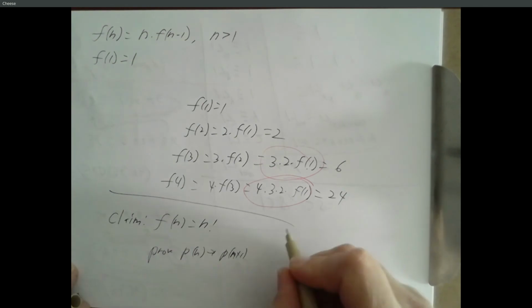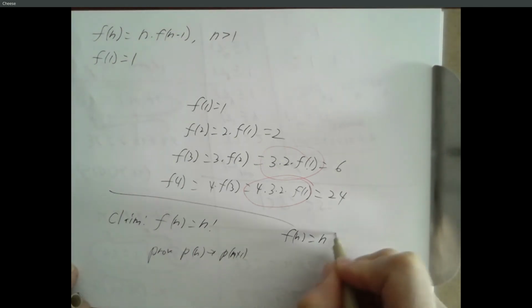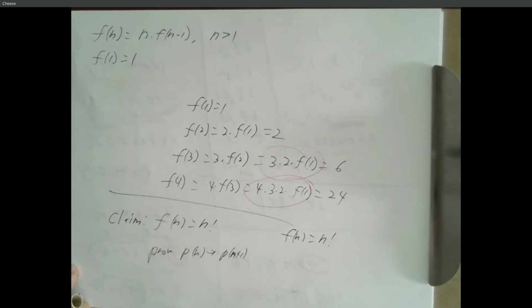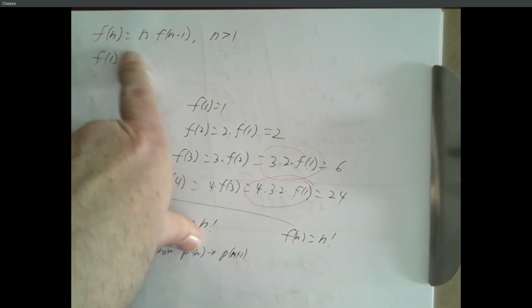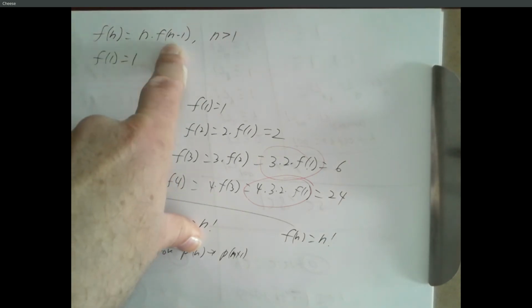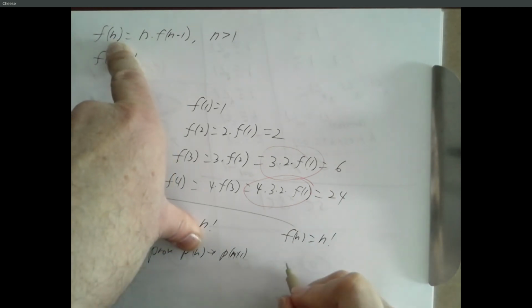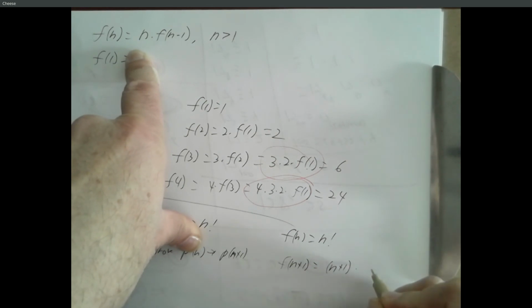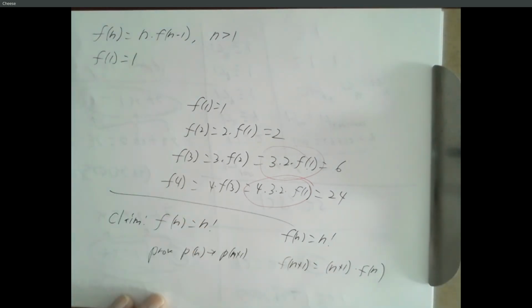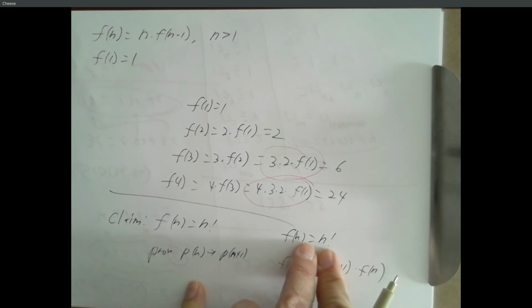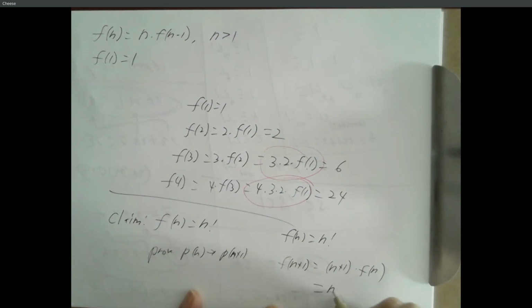Well, P of n says f of n equals n factorial. And I've been told f of anything is equal to anything times f of the previous thing. So from our definition of f, I know that f of n plus 1 is equal to n plus 1 times f of n. And by my inductive hypothesis, f of n is n factorial, so this is equal to n plus 1 times n factorial, and I know this is equal to n plus 1 factorial.